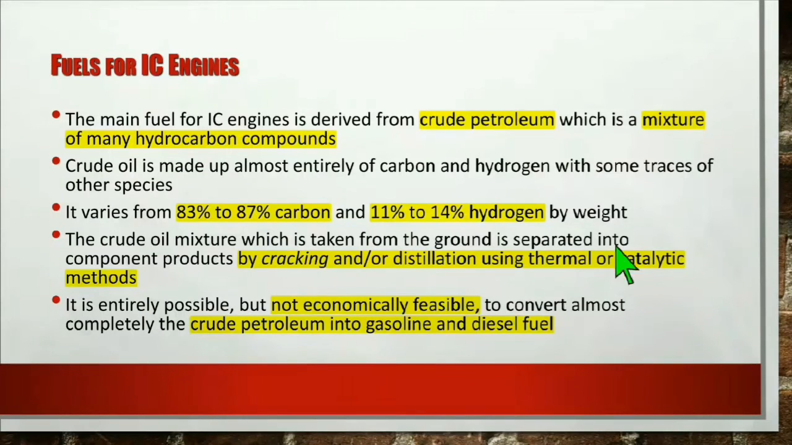Fuels for IC engines. The main fuel for IC engines is derived from crude petroleum, which is a mixture of many hydrocarbon compounds. Crude oil is made up almost entirely of carbon and hydrogen with some traces of other species. It varies from 83% to 87% carbon and 11% to 14% hydrogen by weight.